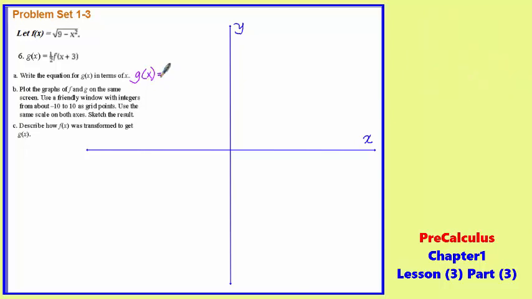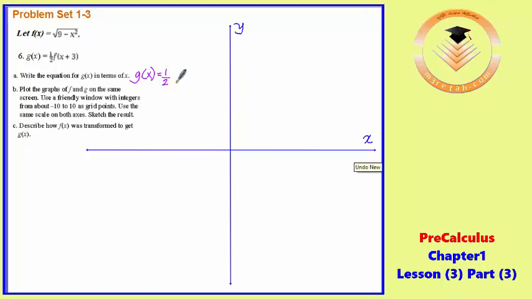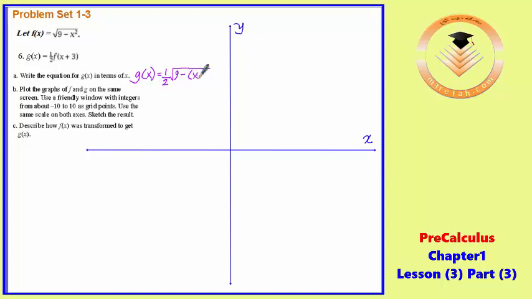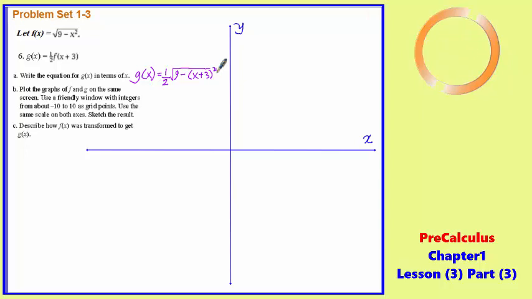So we're just going to get our function from the given. We have 1/2, and f of x is actually the square root of 9 minus x squared. We're going to have a transformation here. Our x will be x plus 3, squared. So this is how our g of x looks in terms of the expression x.